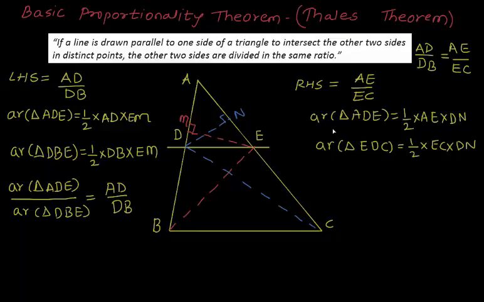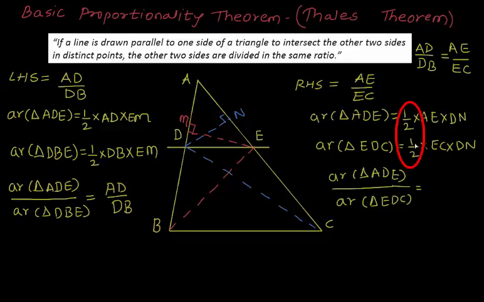Okay. Now let's divide the area of ADE by the area of EDC. So what we'll get? Area of triangle ADE divided by area of triangle EDC is equal to, the half will cancel each other, then we have AE, the first segment, divided by the second segment EC, and DN will cancel each other. So we got our second equation, where we got the ratio of the two segments AE by EC.